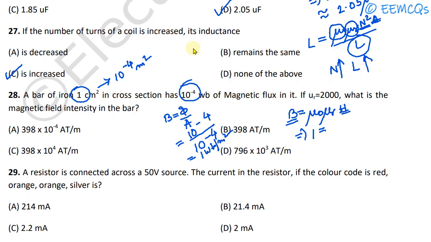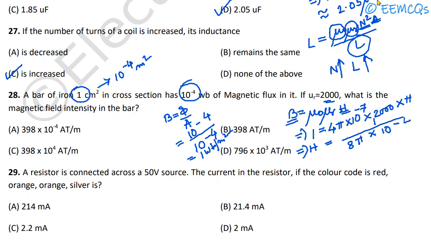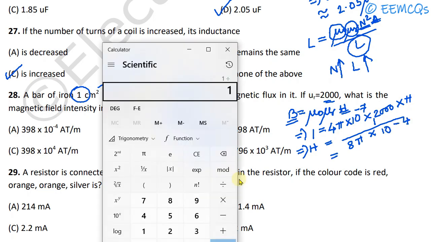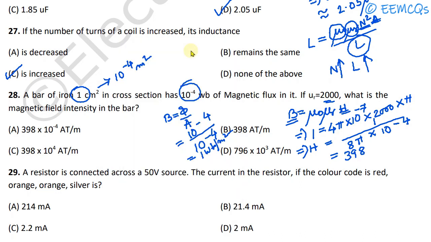Now what do we know? Mu r is 2000 and mu 0 is 4 pi into 10 to the power minus 7 Henry per meter. Now put the value of mu r, that is 2000, into H. So H will be equal to 1 by 8 pi into 10 to the power minus 4. So this will give you 1 divided by 8 divided by 3.14 into 10 to the power 4. That means 398, approximately 398 ampere turn per meter. Okay, so here option B is the correct answer.